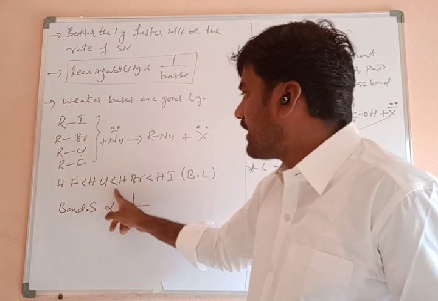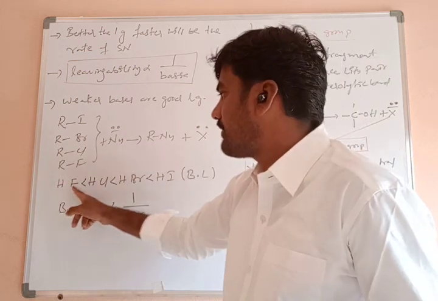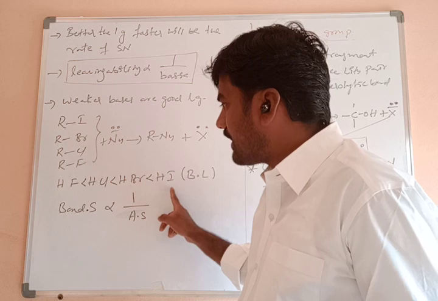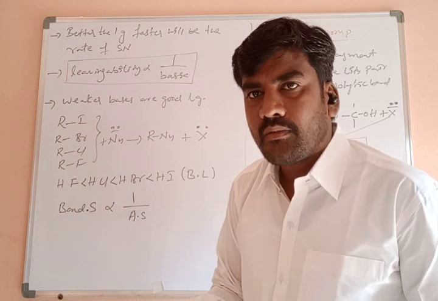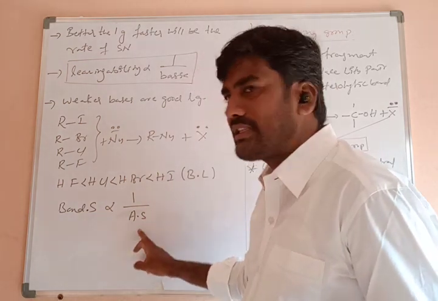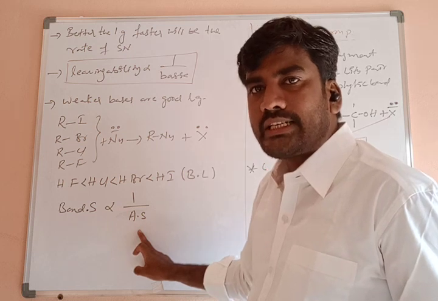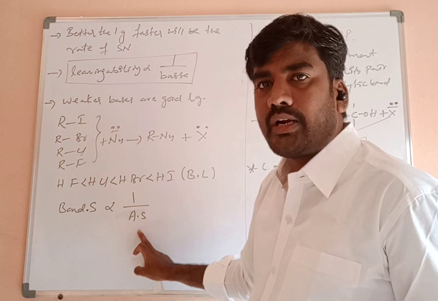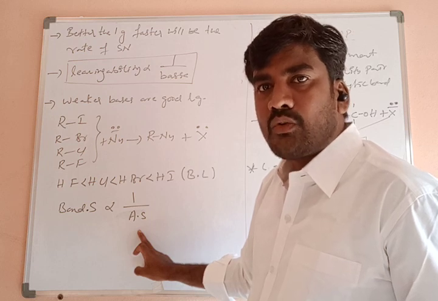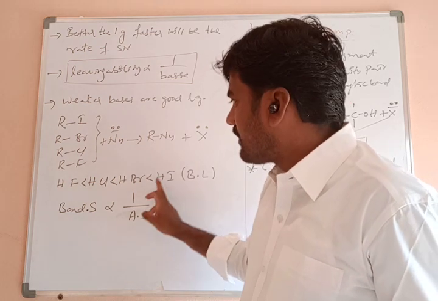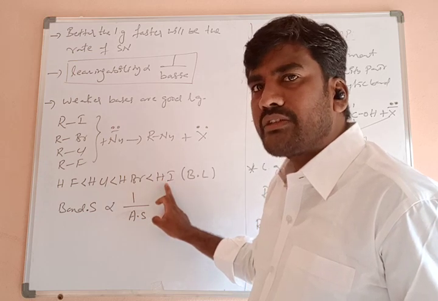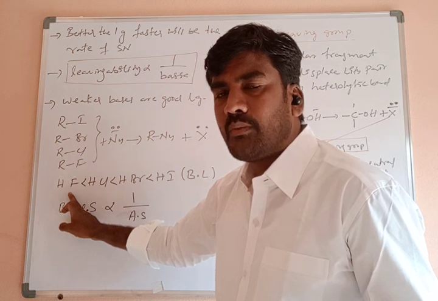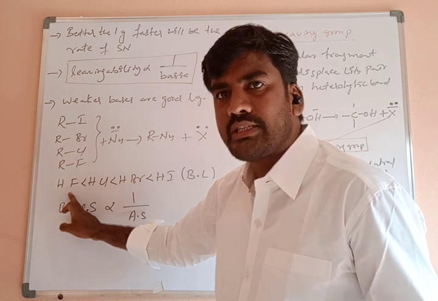As the bond length increases in this direction, from hydrogen fluoride to hydrogen iodide, the bond strength decreases. Bond strength decreasing means acidic strength automatically increases. The acidic character is compared with the bond strength of the hydrogen-halogen bond. Inversely proportional. The bond strength of hydrogen iodide is very weak compared to hydrogen fluoride.